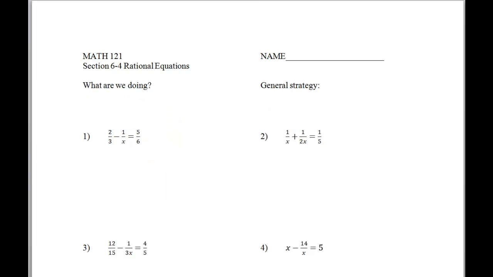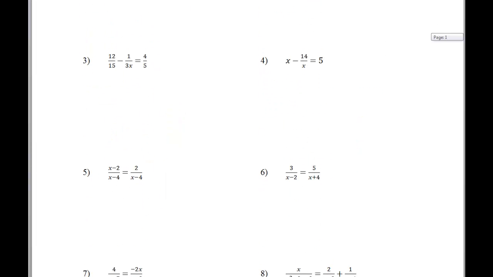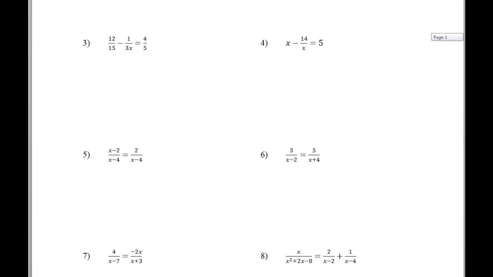So we're just going to keep applying this formula over and over again until we get more and more complicated problems and include maybe some factoring knowledge. So let's look at problem 3. What's the common denominator between 15, 3x, and 5? Well, the common denominator of 15, 3x, and 5 is going to be 15x. So everything gets multiplied by 15x.